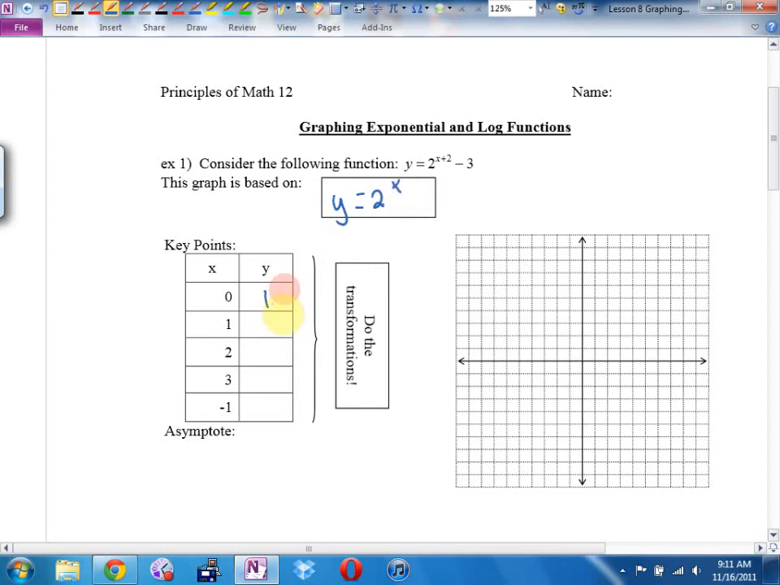2. Put a 2 there. What's 2 to the 2? Put a 3 there. What's 2 to the 3rd? 8. In your head, put a 4 there. What's 2 to the 4th? 16, which is probably off my graph, which is why I didn't bother actually trying it. I usually try 0, 1, 2, 3, and I try negative 1. What's 2 to the negative 1?